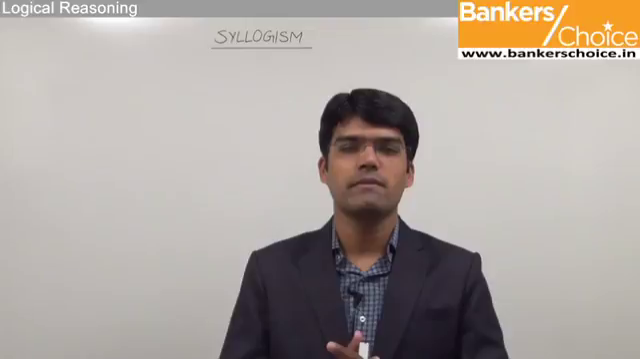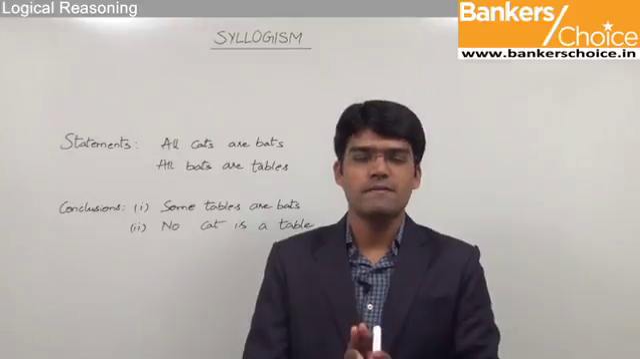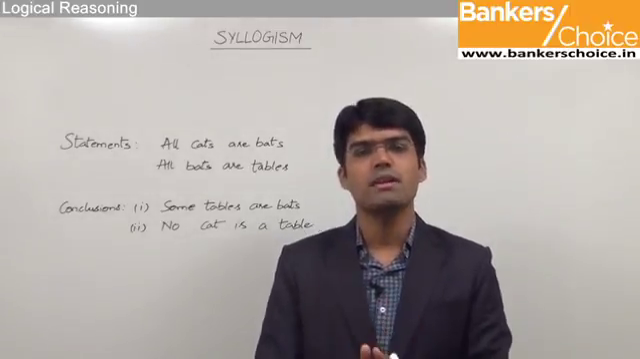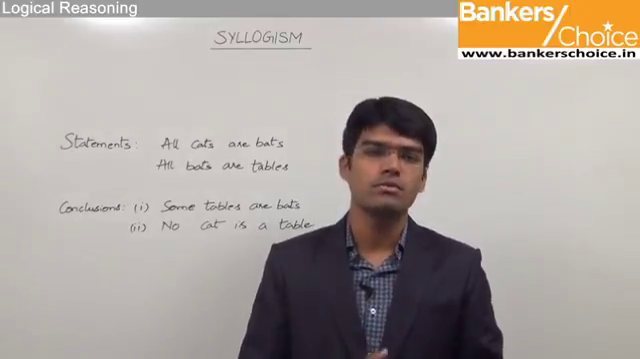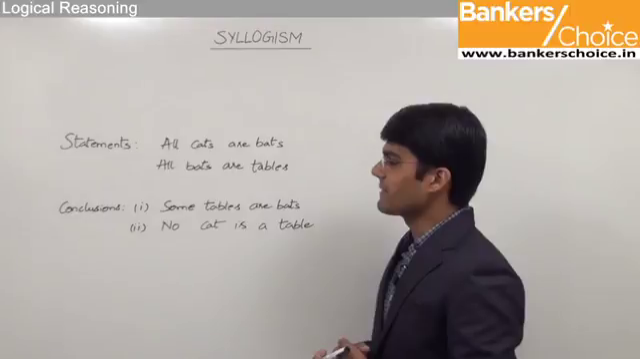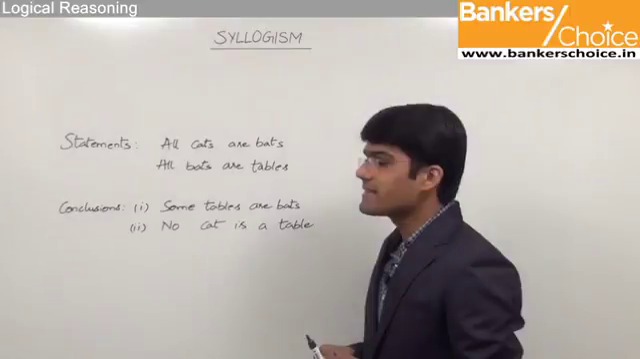Let us now take an example to understand how a question from syllogism looks like. As I've already mentioned, in syllogisms, a set of statements and a set of conclusions is given to us, and we are supposed to decide which of the conclusions are true with respect to the given statements. Let us look at the given statements here. The statements are: all cats are bats, and the second statement is all bats are tables. So as you can see here, there are two statements. The first statement is all cats are bats, and the second statement is all bats are tables.